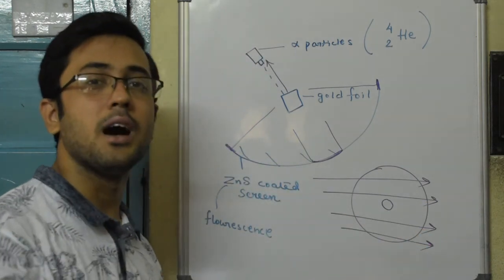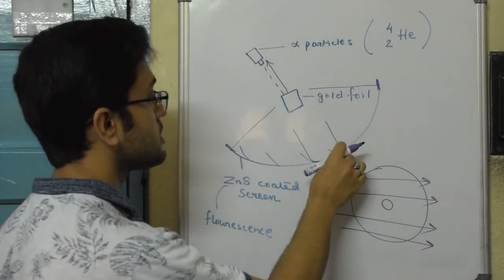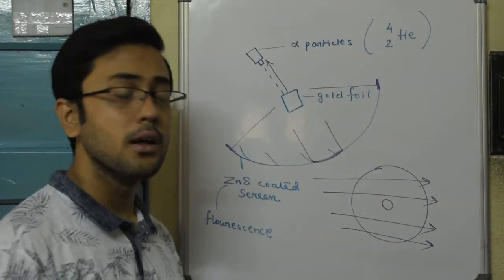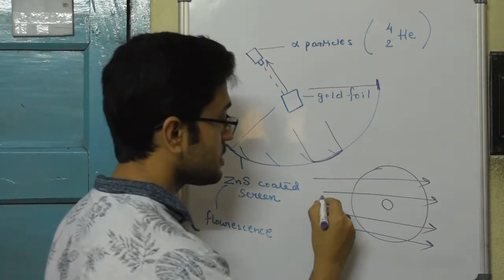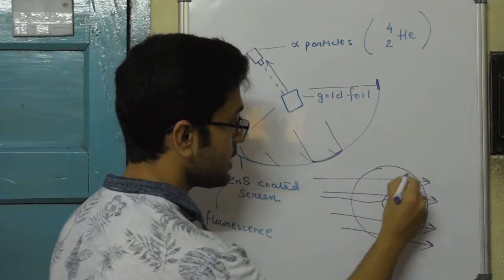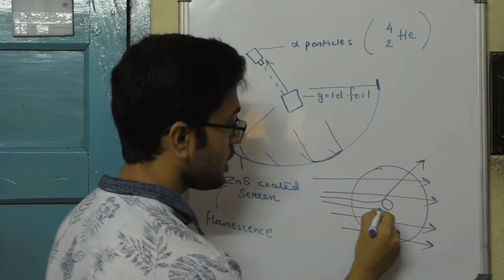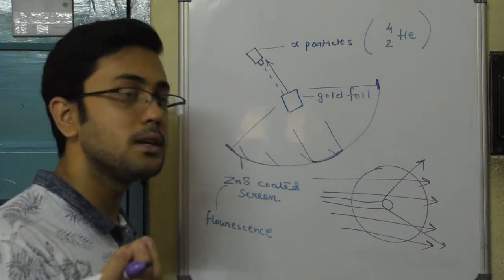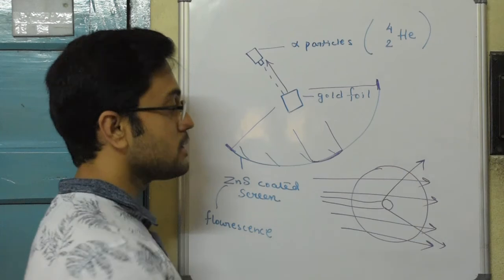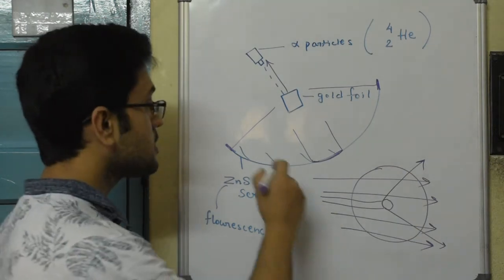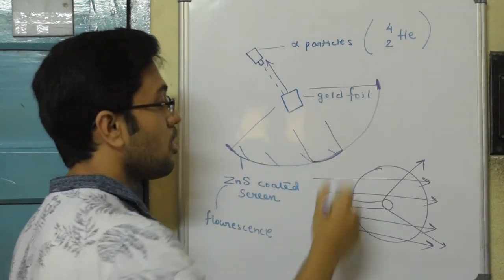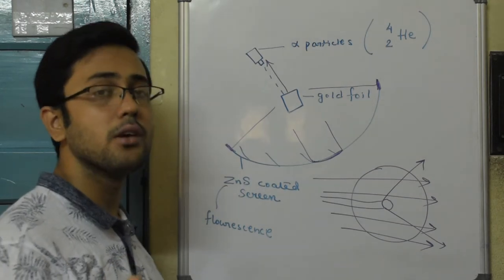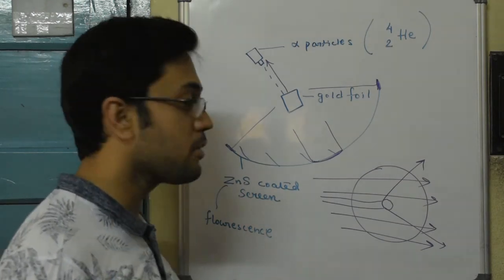most of them traveled undeviated. That is, they caused fluorescence behind the gold foil. Few of the alpha particles were deflected when they went on to hit the nucleus. But since the nucleus is a very small region in the atom, the probability of this deflection was less. That is why the fluorescence at the edges occurred very seldom. It did not happen frequently.